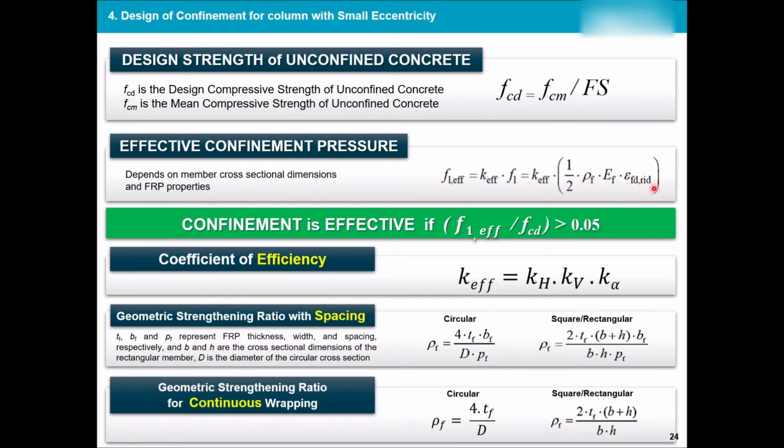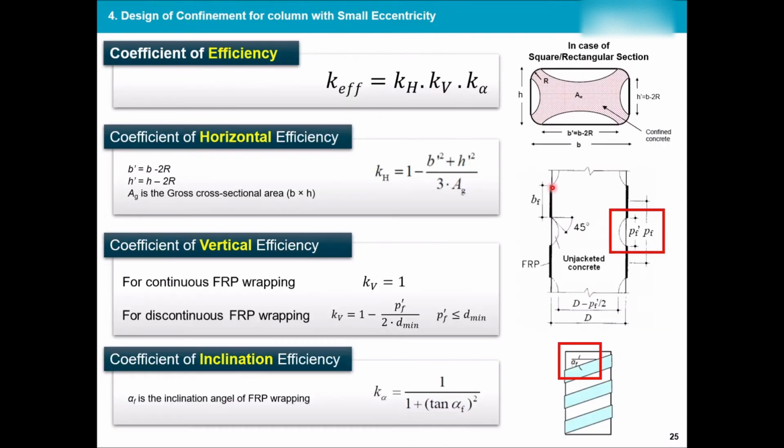Now, we were concentrating on the strain as well as the KEffective. So KEffective, as you can see, is based on horizontal efficiency, vertical efficiency, as well as the inclination efficiency. Each of them has a formulation, and as you can see, they're very simple formulas, and it really depends on the geometry of your cross section. For example, the width of your cross section and the height of your cross section, when the roundness is omitted from them. So you will have a degree for this R, and then you will get the H prime and B prime from it. AG is the gross area of the cross section, B times H.